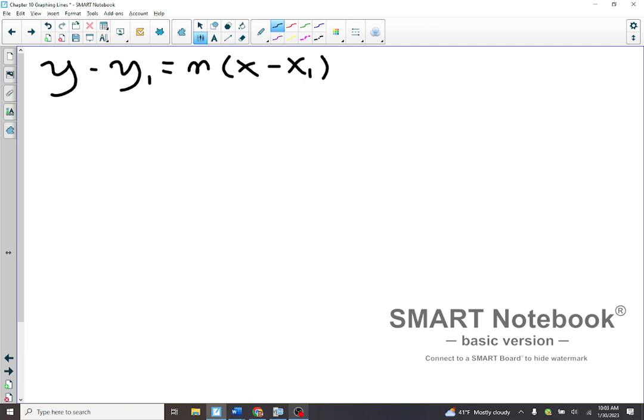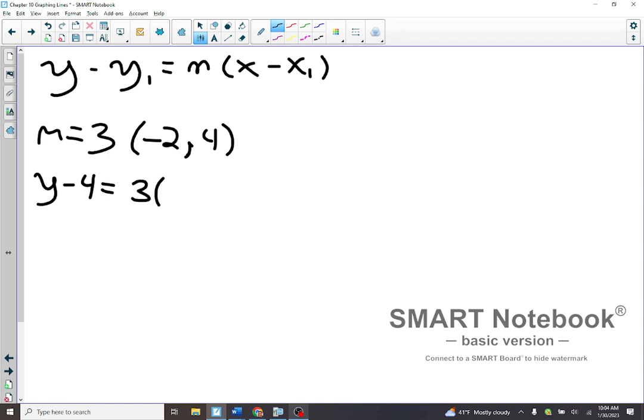So let's say m equals 3, and the point is negative 2, comma 4. Let's say this is an example problem. So x is negative 2 and y is 4. You just fill it in. So y minus 4 equals 3 times x minus negative 2.